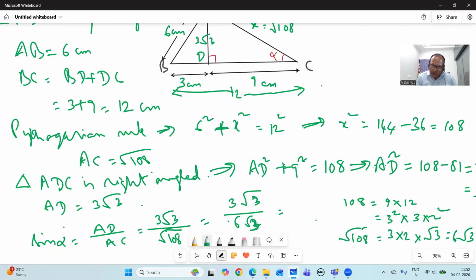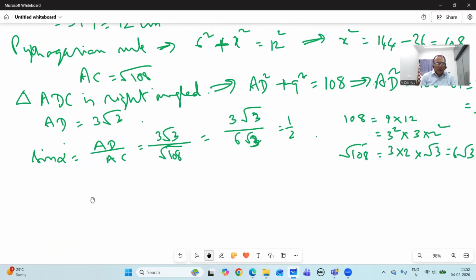Root 3 cancels, being non-zero. 3 by 6 is half. And sine theta is half, which means theta must be 30 degrees. So this is equal to sine 30 degrees. Right? It is becoming half. And alpha is an acute angle. Therefore, this half must be taken as sine 30. So sine alpha is sine 30. Therefore, alpha becomes 30 degrees.